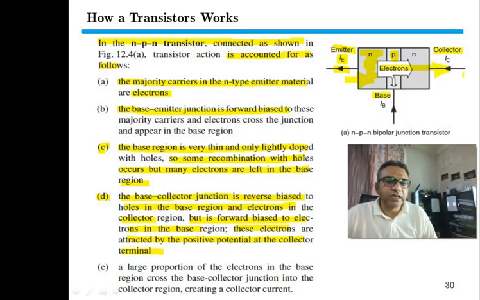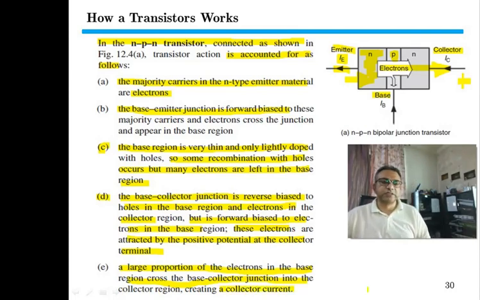And secondly, since the collector is positive, this positive terminal will attract the electrons. So as a result, a large number of electrons in the base region cross the base collector junction into the collector region, creating a collector current. This is how the transistor will work.